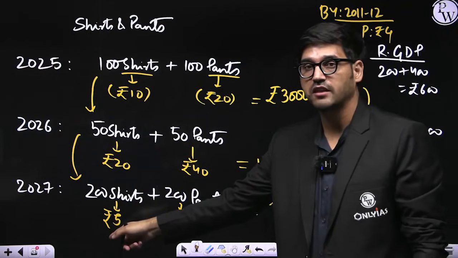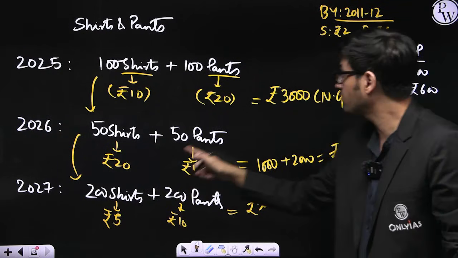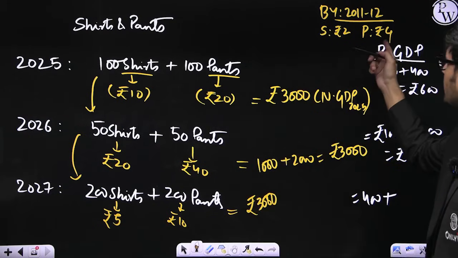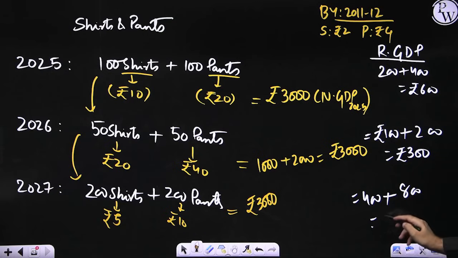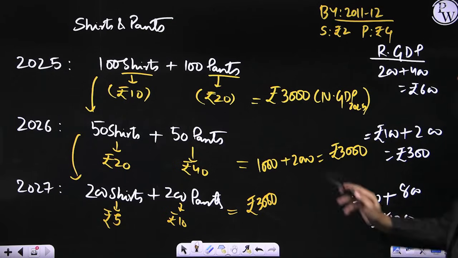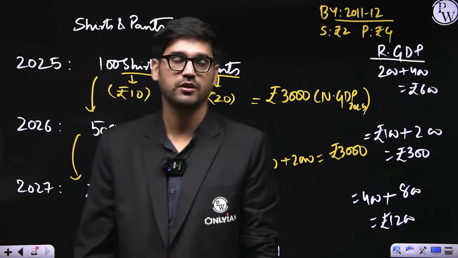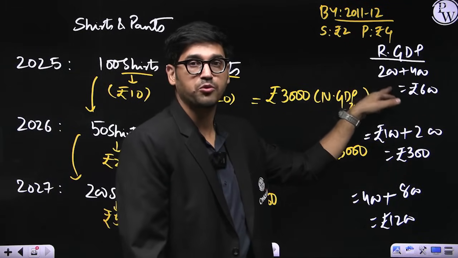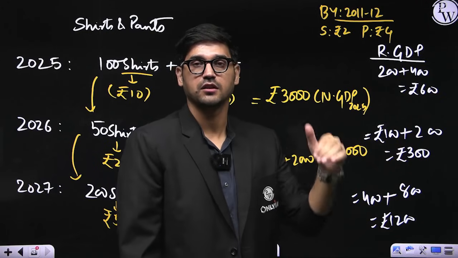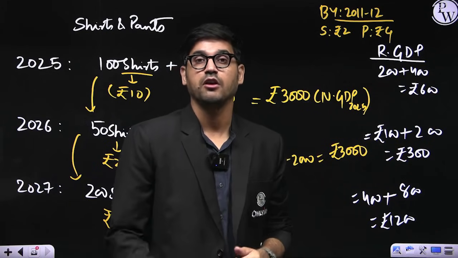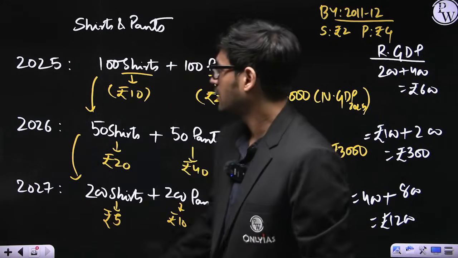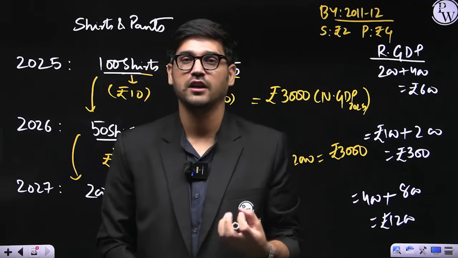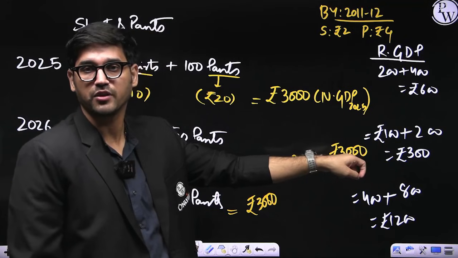Now for 2027, calculate the real GDP. 200 multiplied by 2, this is going to be 400, plus 200 multiplied by 4, this is going to be 800. The real GDP for the year 2027 is 1200. Now draw a comparison. The real GDP from 2025 to 2026 reduced to half. What had caused this reduction? A decline in the volume of output. The output produced had halved. That caused the reduction in real GDP of an economy.